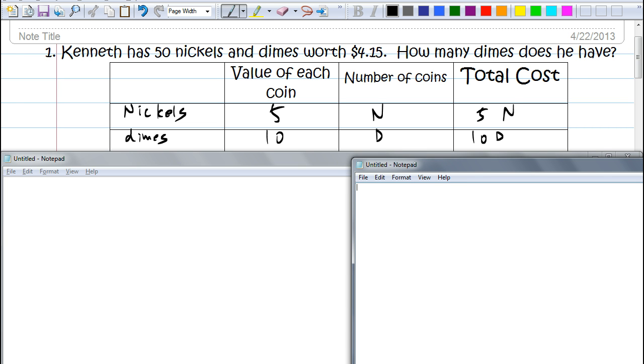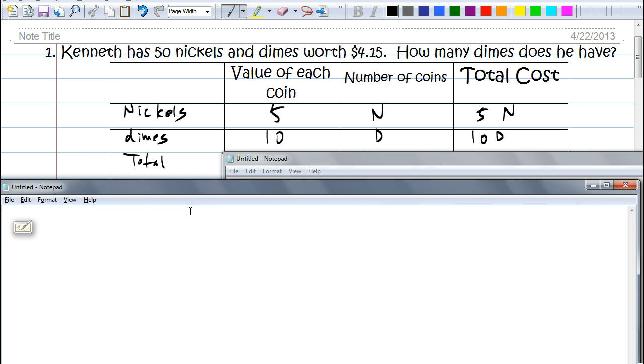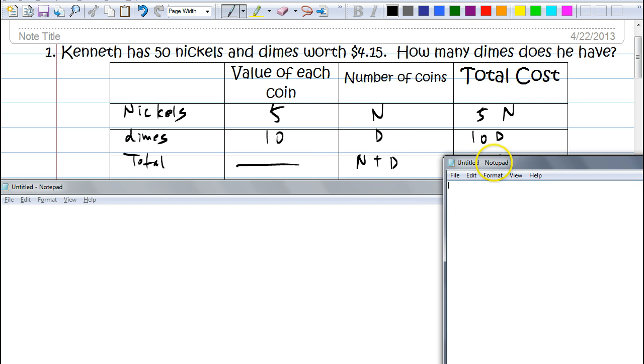And of course, the last column here, what should we put down? This is your total. So what is the value of each coin for total? You can't really put anything there, can you? So you don't put anything. Okay, what about for number of coins? We know what to put. Yeah, N plus D, right? Or you could put down 50, sure. So if you want, you could actually put down 50 there and then come up with an equation that way. Doesn't really matter because we know that N plus D is going to be 50, right?